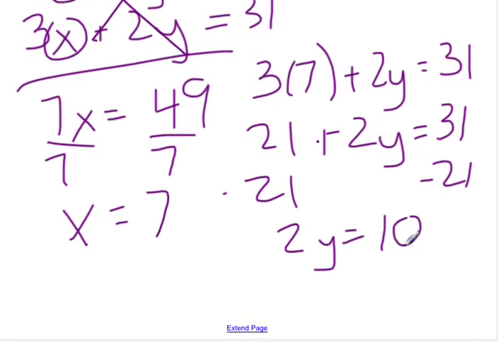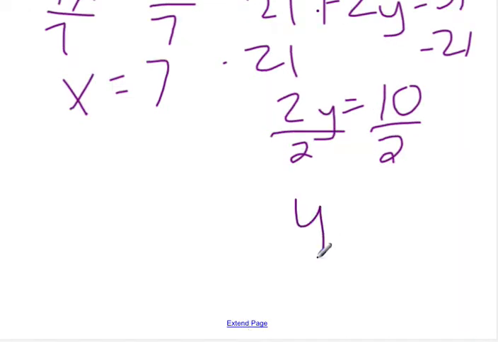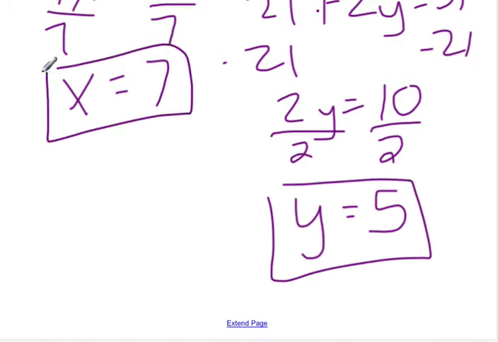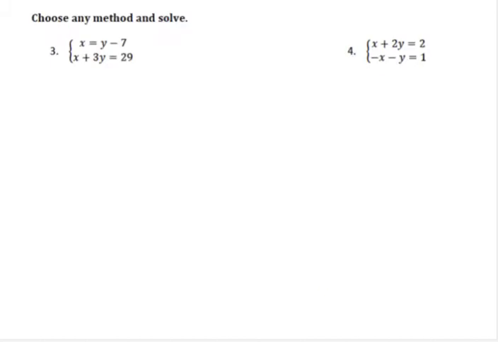So that 2 is being multiplied by the y, so I'm going to go ahead and divide both sides by 2, and I get that y is equal to 5. So y is equal to 5 and x is equal to 7 are my two numbers for number 2. So let's go ahead and take a look at number 3.